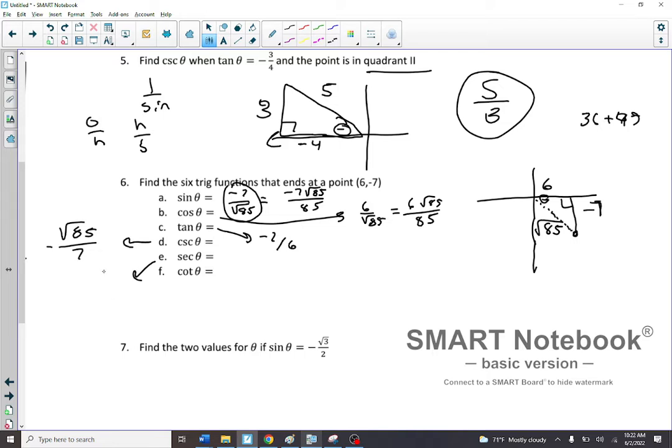Secant. Wait, how'd you do that? I just reciprocated the original fraction to make my life a little easier. Oh, okay. And then I'll do the same thing for the next one. Reciprocate cosine, so it's going to be root 85 over 6. And then negative 6 over 6. Good. And then flip the tangent, negative 6 over 7.